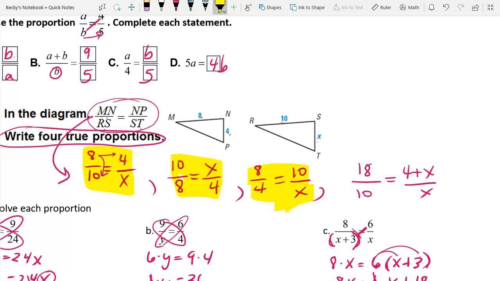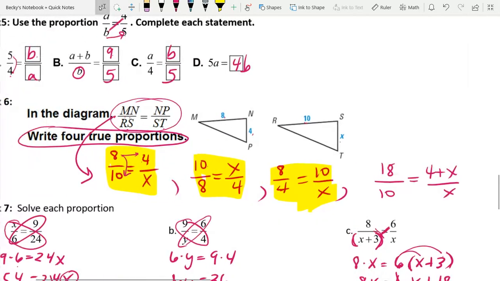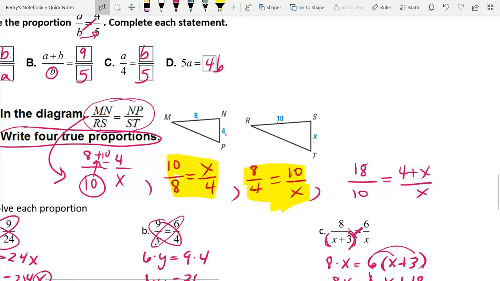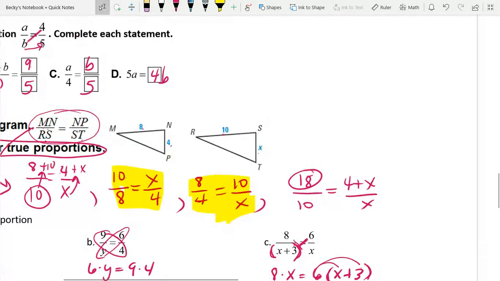Now the last one is where you add. So we have to always go back to the original when you do this. So you take your denominator, and I just erased too much. Take your denominator and you add it to the top, which is what they did to get the 18. So you're going to take the x and add it to the top to get 4 plus x over x.